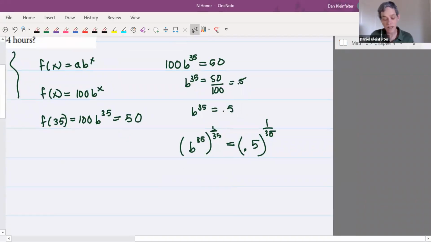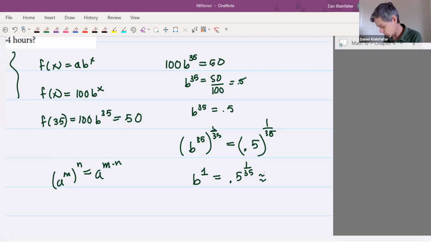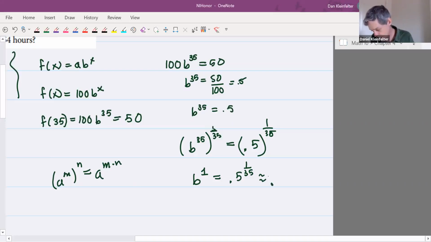Okay, so then on the left side, we have, using the power to a power rule for exponents, a raised to the m raised to the n power is a raised to the m times n power. 35 times 1/35 is 1, so this will give us b to the first power, and that's 0.5 raised to the 1/35th power. And so that's something that we can calculate. Be very careful as you type this into your calculator, use exponents as needed. So here I'm getting about 0.9804 for our value for b.